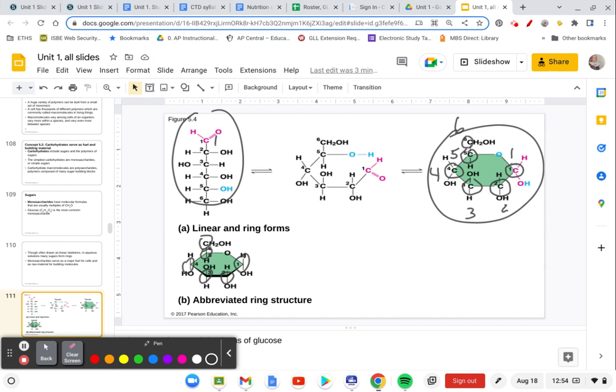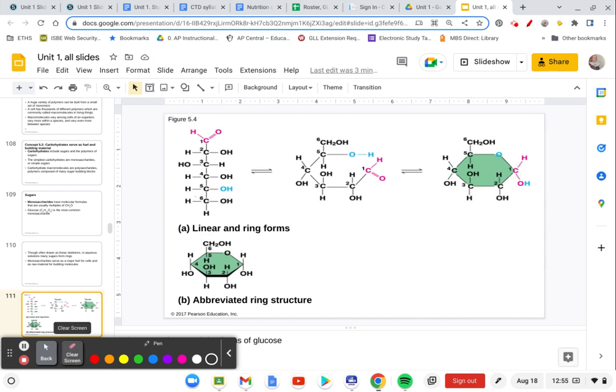Same thing here. The first and linear one, that's 1, and then we got 2, 3, 4, 5, and 6. That way I can say to you, okay, look at carbon 3 and tell me which side of the molecule the hydroxyl group on carbon 3 is on, and you would say, well, it's on the left-hand side in this case. Okay, all right. Moving on.